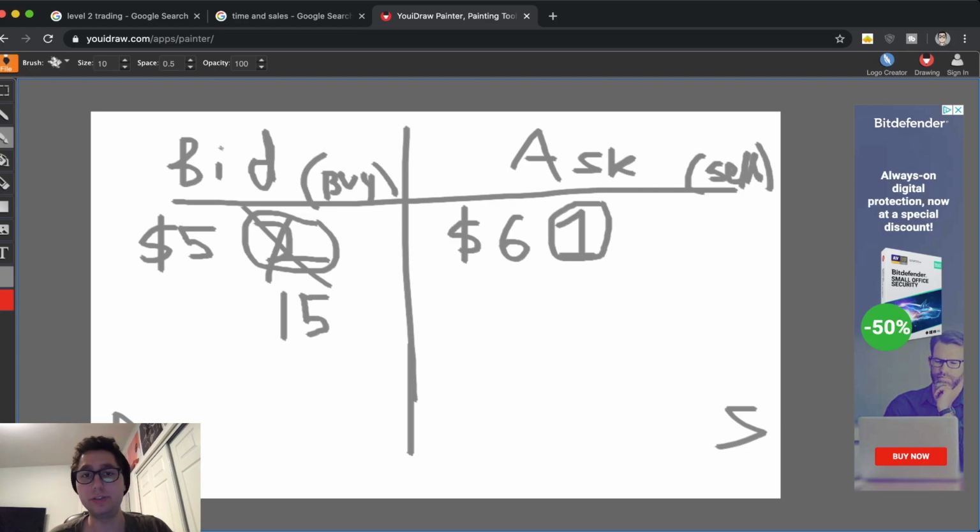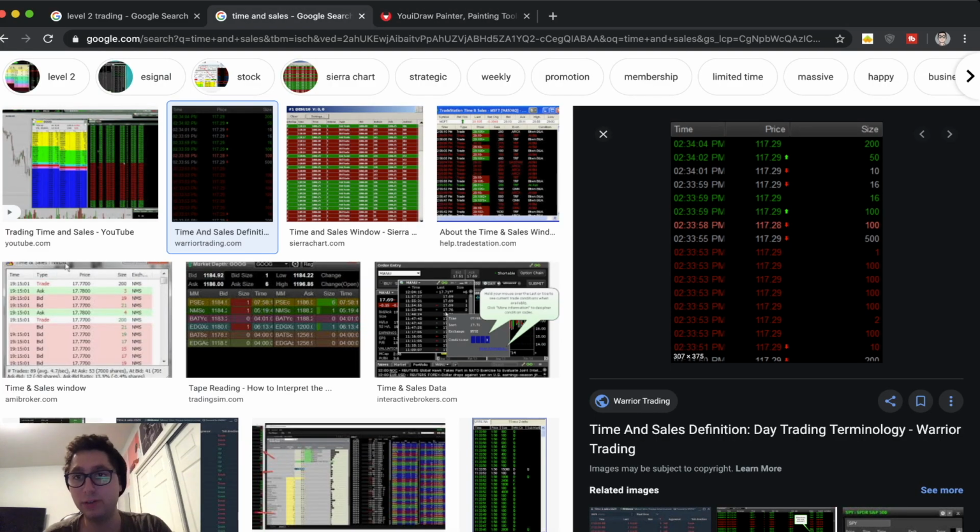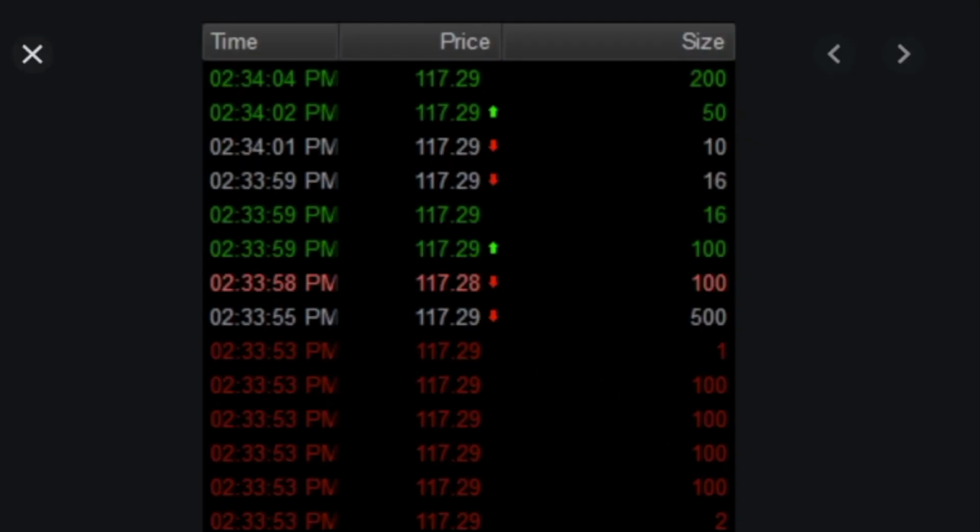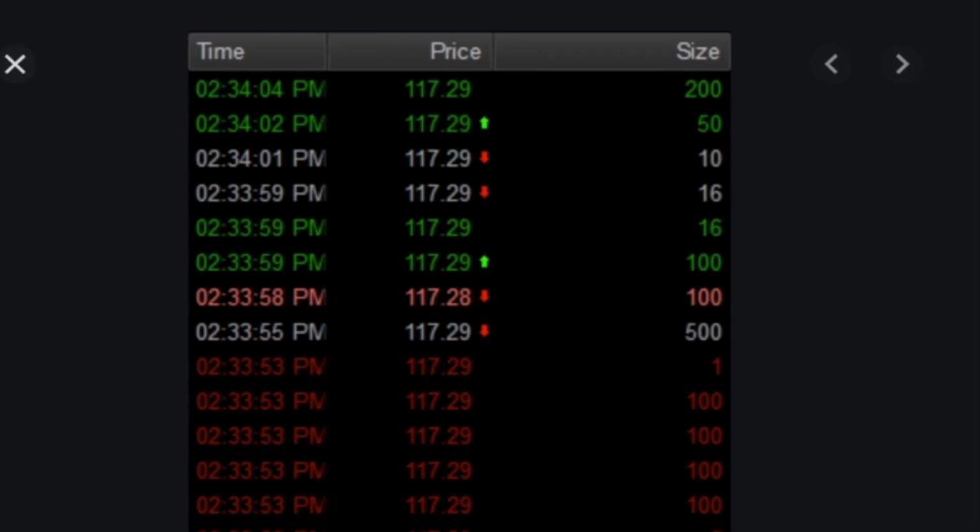So once the pen is sold, this is where the time and sales comes in. If you take a look at the time and sales on the right, you have a couple components. You have the time, which is the time at which the trade was transacted in real time. You have the price, at which the shares were traded, and then you have the quantity, again in multiples of 100. So it's really 200 shares times 100 because it's multiples of 100.